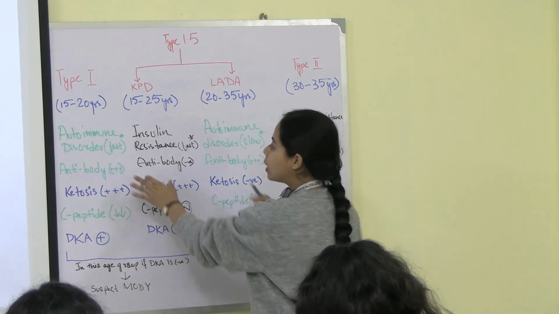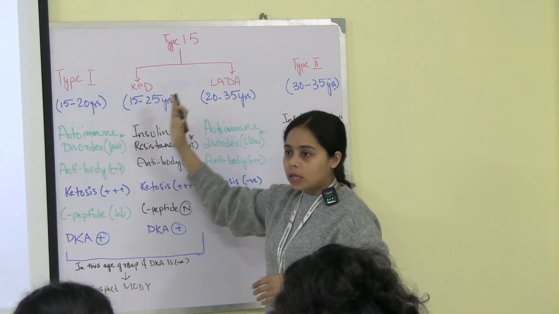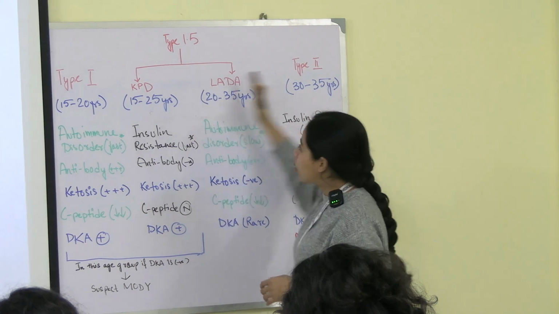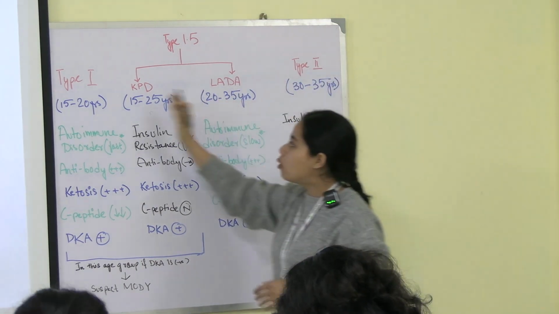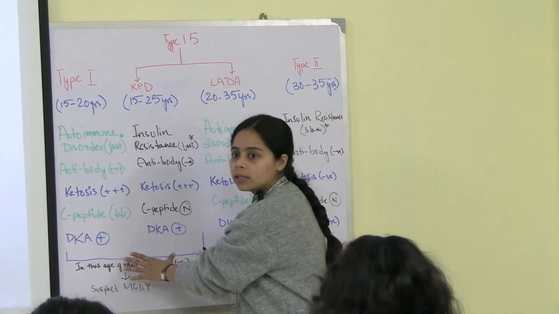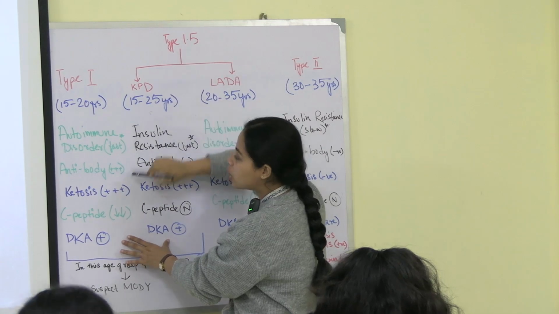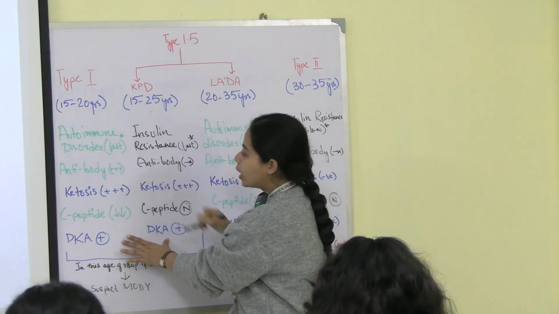Then you look at the antibody. If it is DKA positive, you forget LADA and type 2. You only focus on type 1 and KPD. Now type 1 and KPD both have ketosis. Now how to differentiate whether it is type 1 or KPD? Then you check for the antibody.